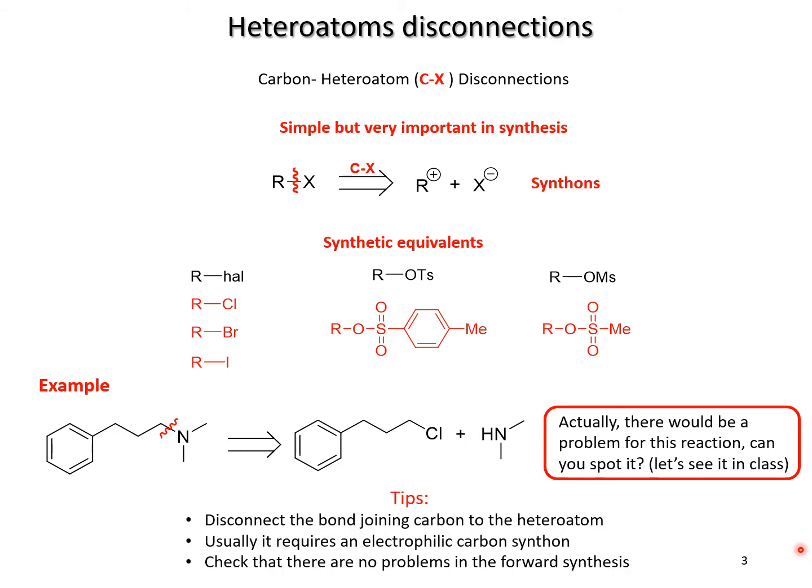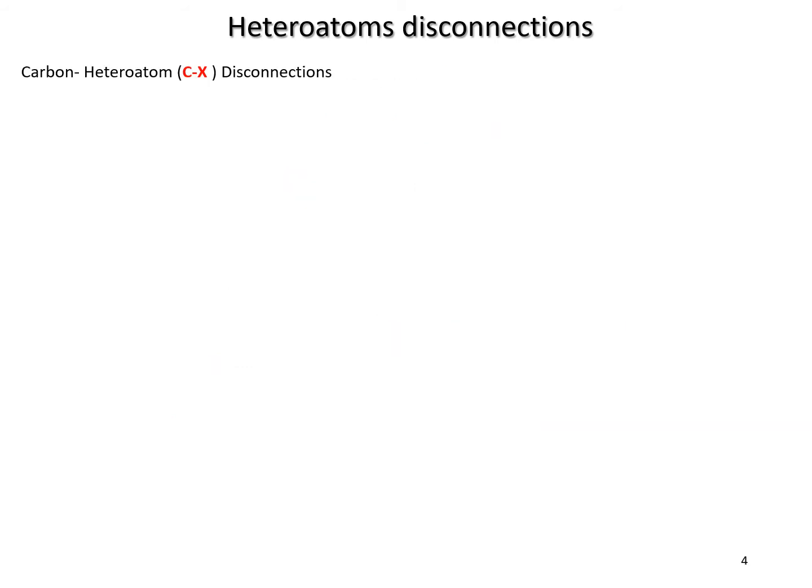As a typical tip for this kind of simple disconnection, just remember that normally, not always, you want to disconnect the carbon-heteroatom bond. And usually it is preferable that the electrophilic part is on the carbon. Always check that there are no other problems involving any other functional groups in terms of forward synthesis. As usual, let's see everything with a typical example.